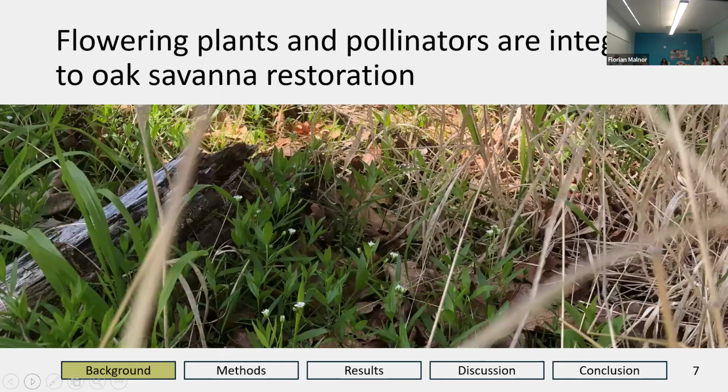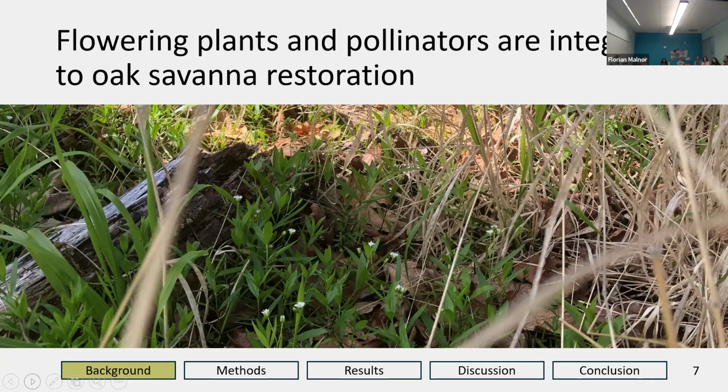But the good news is there's a lot of interest in restoring oak savanna. And an important part of conservation is the flowering plants that make up part of the oak savanna understory. So if you're a restoration group and you want to choose what flowering plants to plant when you're restoring an oak savanna, you want plants that are attractive to pollinators because, one, it'll support the local pollinator community, which is also a goal of many conservation projects.